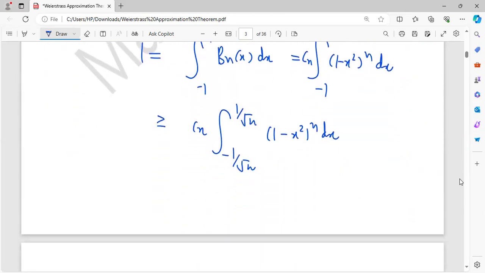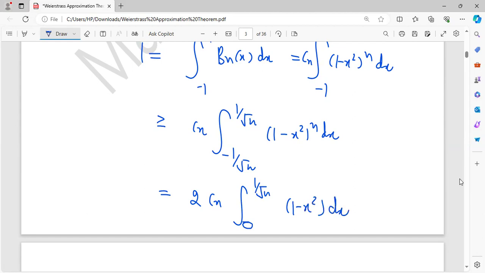Now if we take a smaller domain, because on -1 to 1, 1 minus x square is a non-negative function, the integration will decrease, and C_n is positive. This is an even function, so as the interval is symmetric we can write it from -1 upon under root n to 1 upon under root n. This is the property of even function.